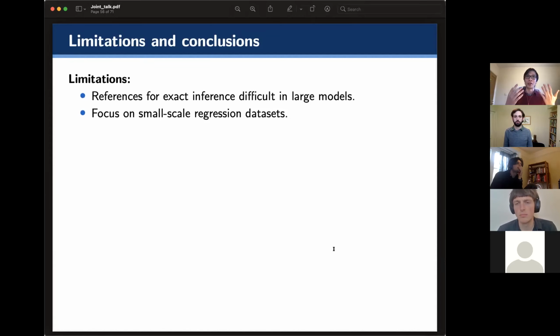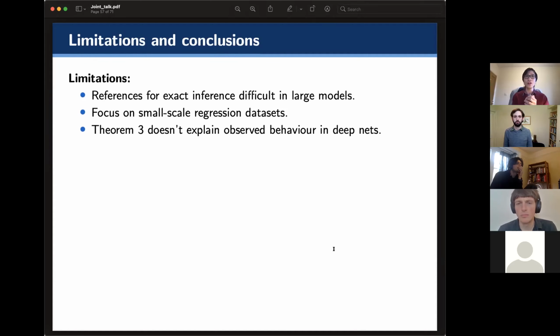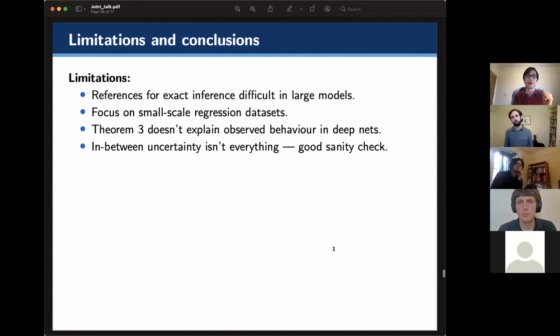But of course, in real life, we're really interested in large-scale data sets and classification. The big limitation, I'd say, with our theoretical results is that our theorem about universality doesn't actually explain observed behavior in deep networks. You can imagine that our first two theorems could explain why we lose in-between uncertainty. It's because the approximating family isn't large enough. But theorem 3 doesn't explain why, even when we go deeper, we still observe a complete lack of in-between uncertainty. It must be to do with the objective function, and we haven't really gotten a theoretical handle on that.